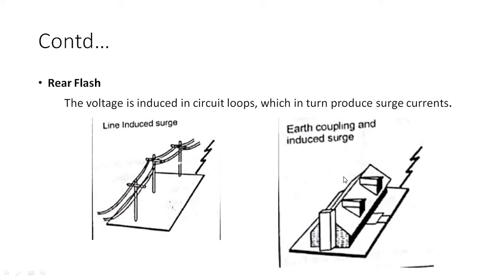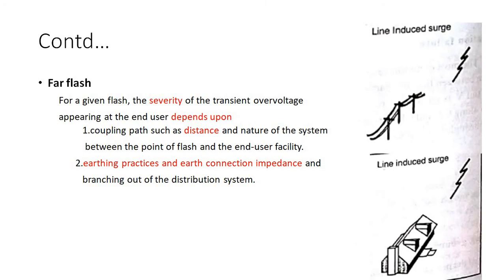The next one, earth coupling and induced surges. For earth coupled in the home, the rear flash affects the nearby home. The next one, far flash. For a given flash, the severity of transient overvoltage appearing at the end user depends upon, first one, coupling path such as distance and nature of the system between the point of flash and the end user facility. Second one, earthing practice and earth connection impedance and branching out of the distribution system.